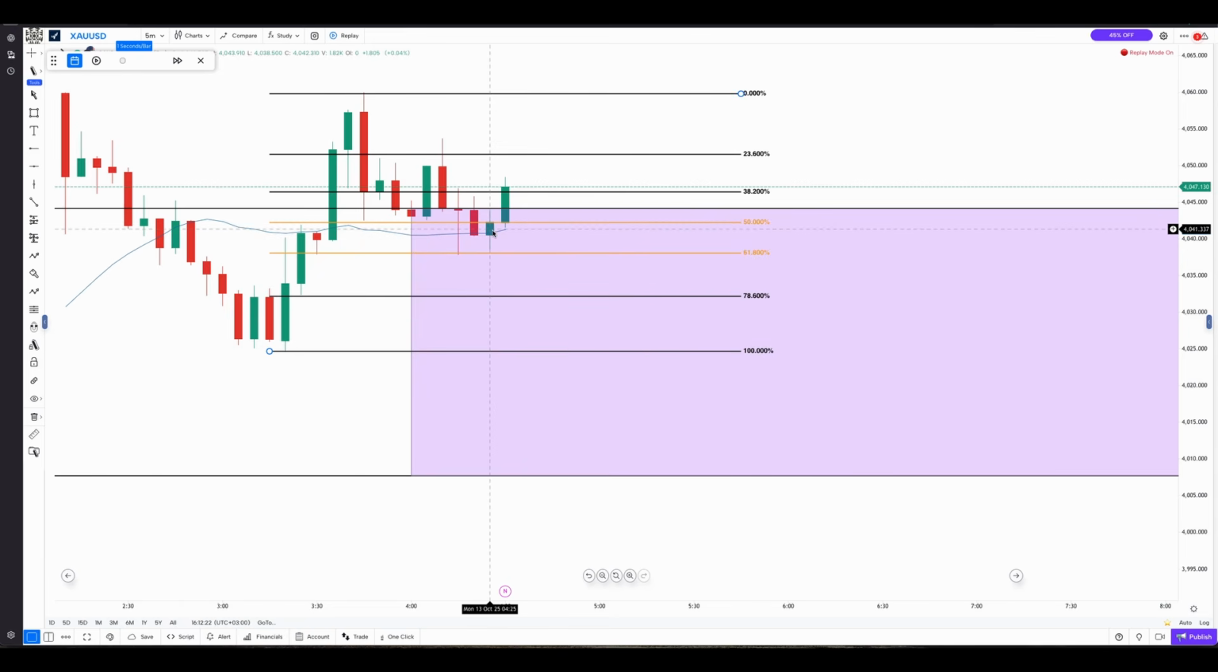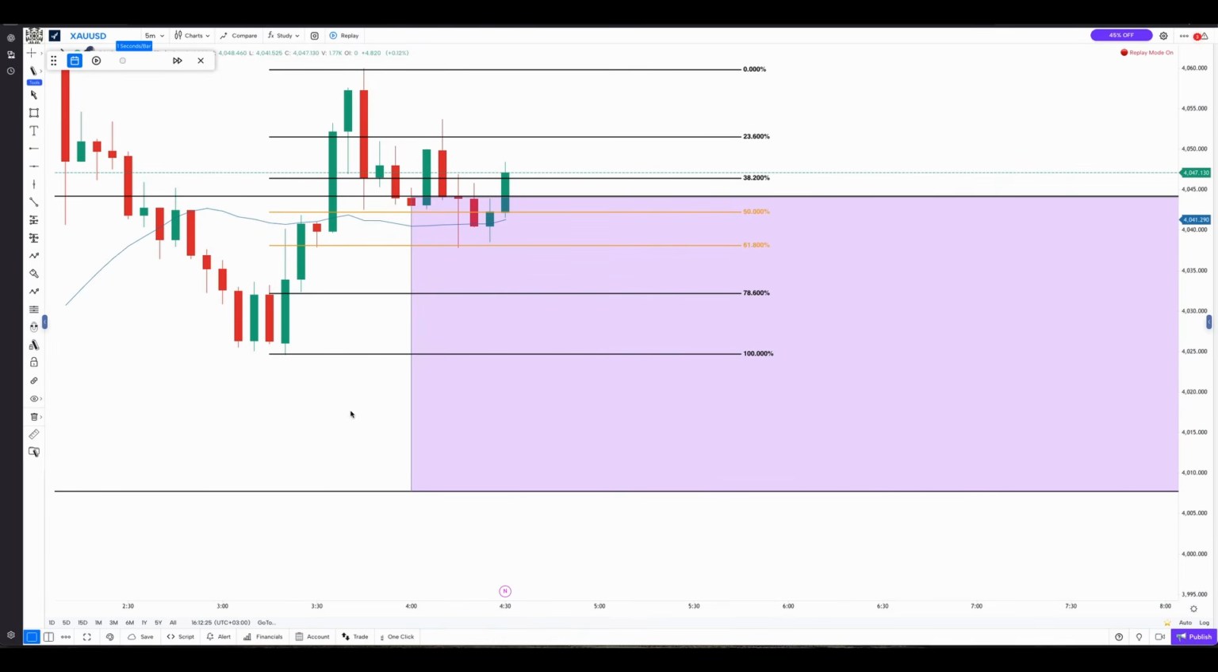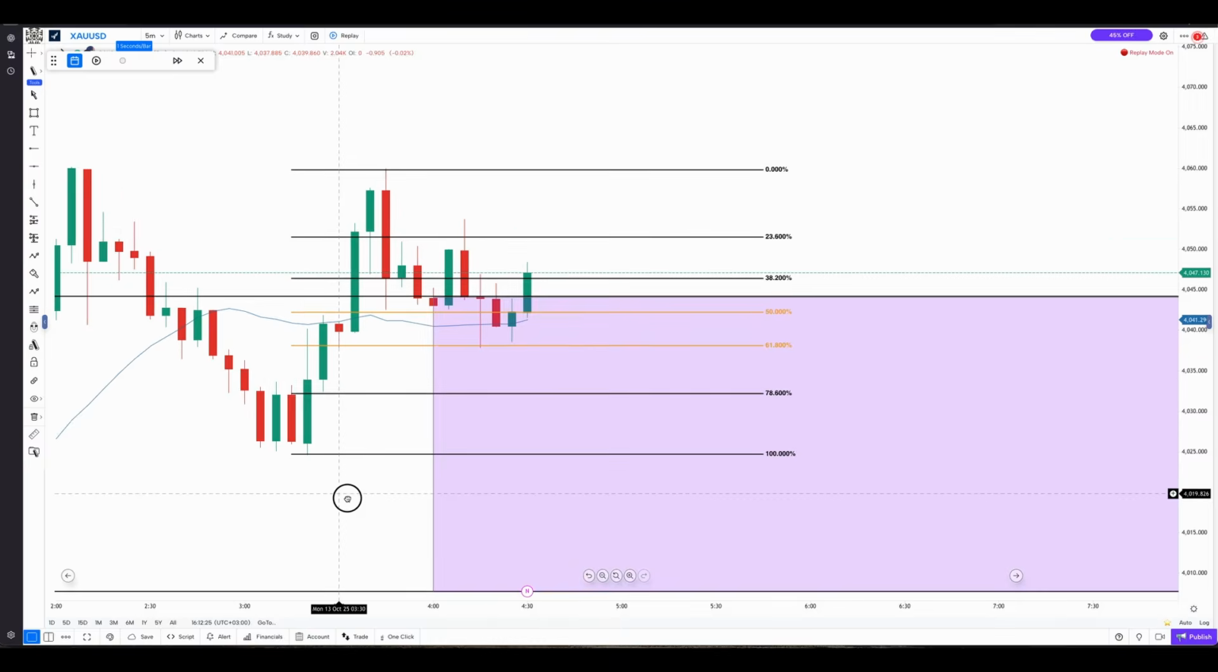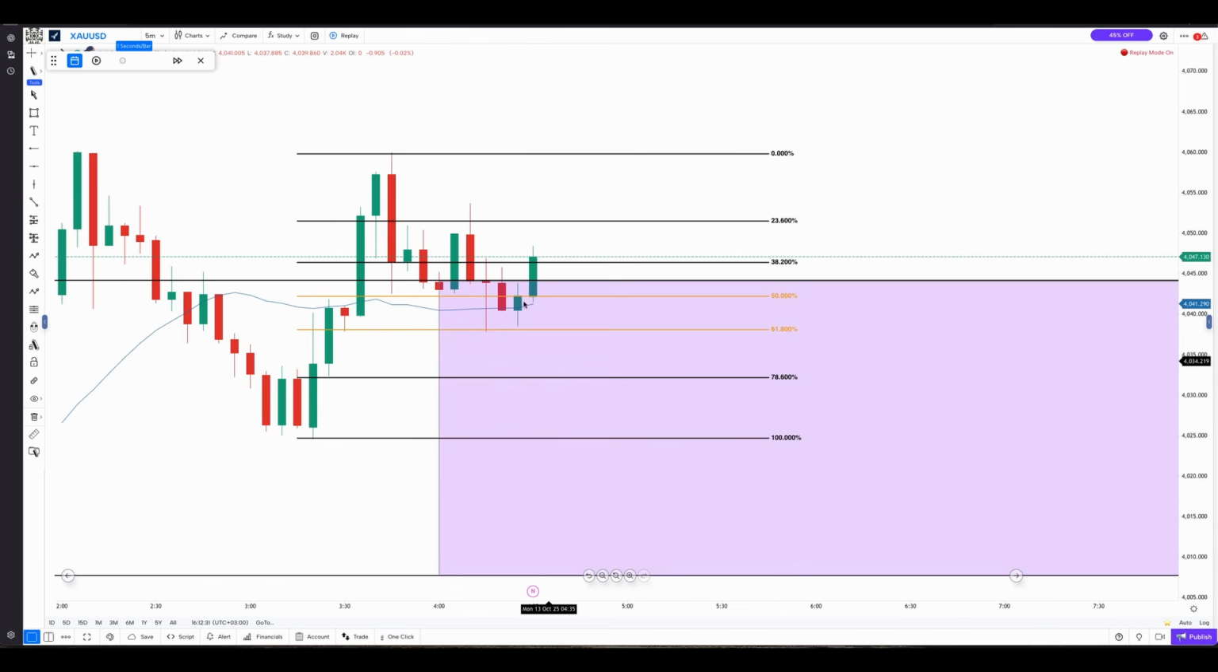You could get an entry here, but this is a small candle. Now this is why some of you guys get stopped out while you're trading with the moving average, because you're entering on small candles like these ones here. You want to wait for a big candle like this one, which is above the 20 period moving average.